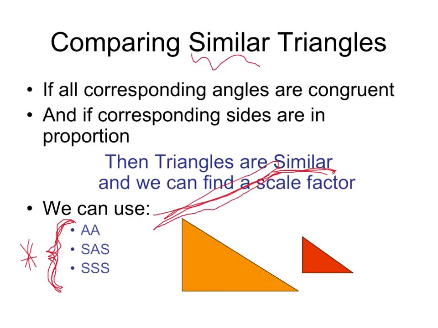Do we remember the symbol for similar? The one squiggly line? Okay, so one squiggly line means similar.